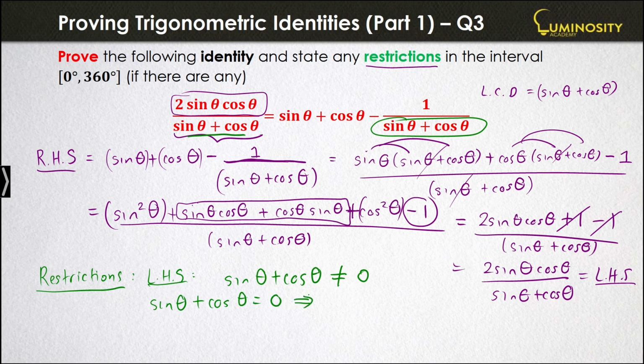Well, this is a trigonometric equation, so we can solve it. So what I'm going to do is I'm going to divide both sides by cos theta. Okay, so if we do that, what do we get?